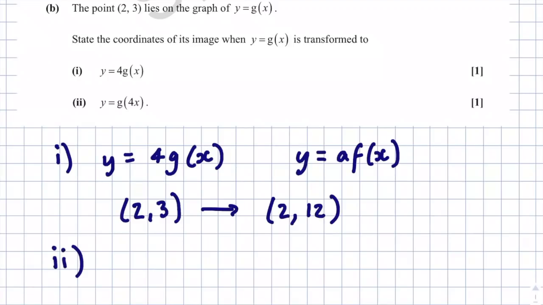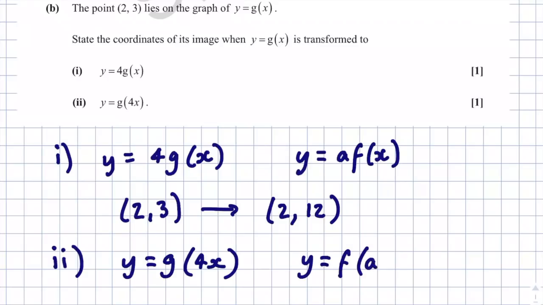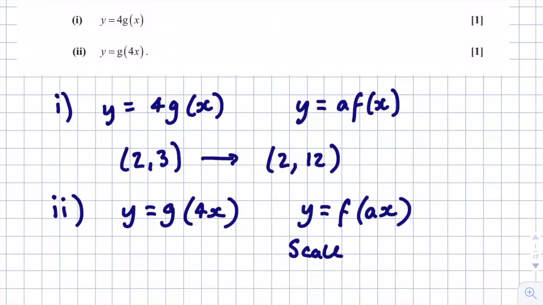The second part is: state the coordinates of its image when y equals g of x is transformed to y equals g of 4x. Now, this scale factor of 4 is inside our function, and if it's inside our function, it means that we're going to have a stretch parallel to the x-axis. But we've got to be careful here, because if we have functions in the form of y equals function a of x, where a is our scale factor, the scale factor is not equal to a, it's equal to 1 over a. It's equal to the inverse of a.